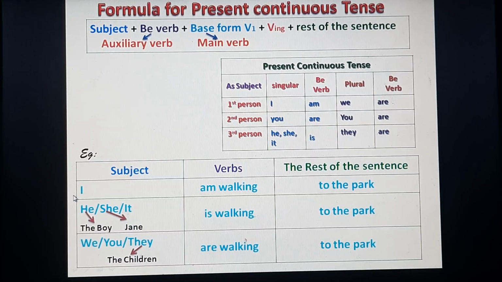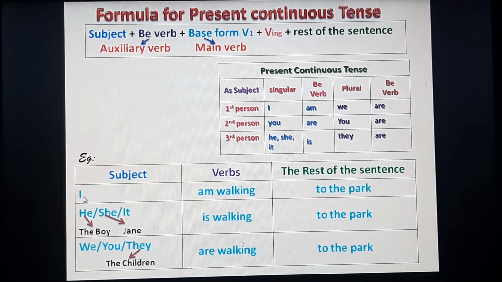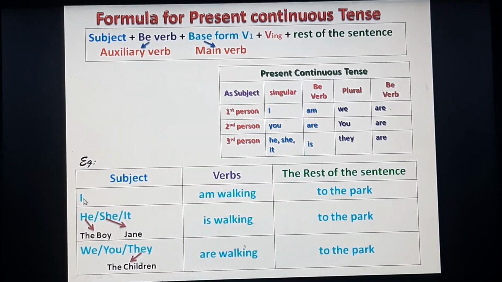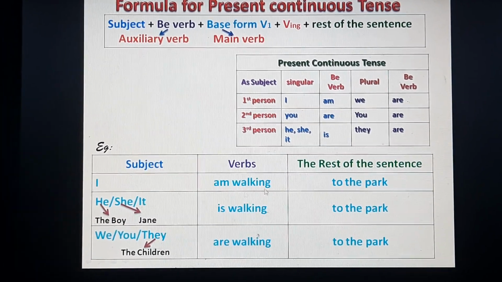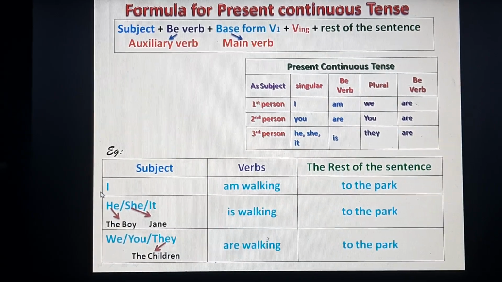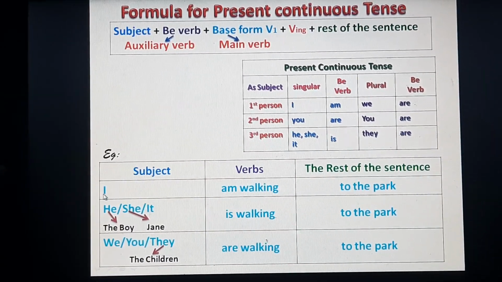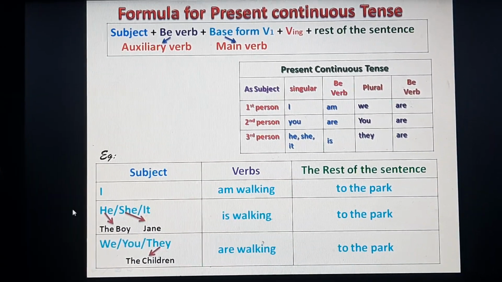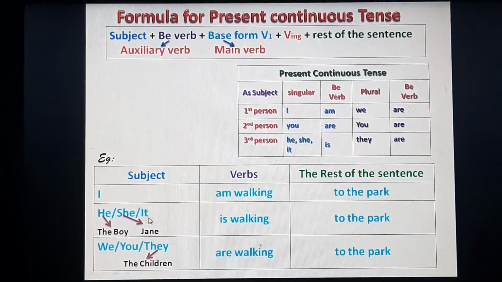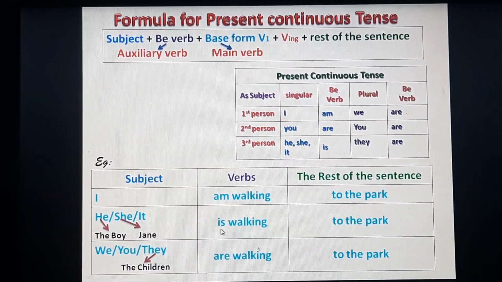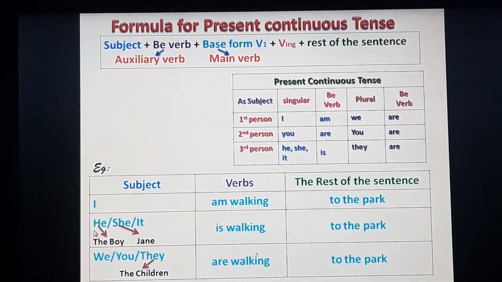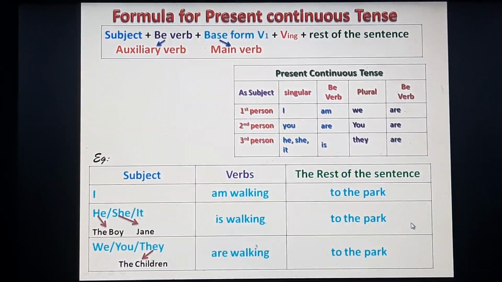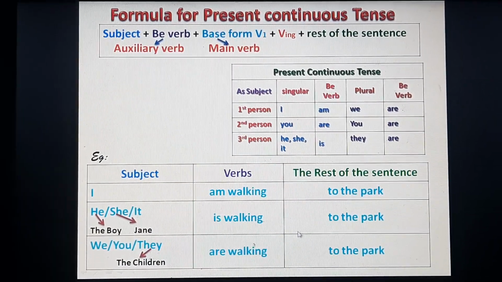Now let's go to the example. The subject is I in the first person singular. Am is your be verb. Walk is your main verb plus ing. So the present continuous tense for the first person singular is I am walking to the park. He, she, it are third person singular. So we use is, be verb, walk, main verb plus ing. So we can say he is walking to the park. Jane is walking to the park.